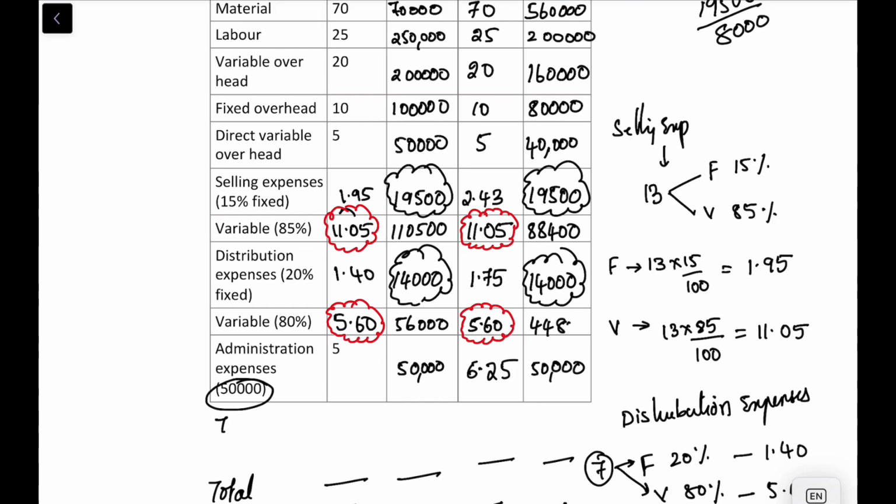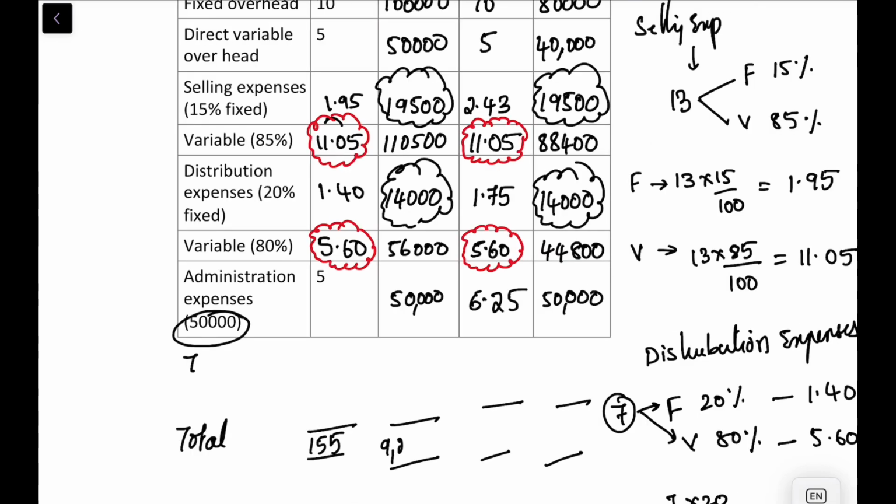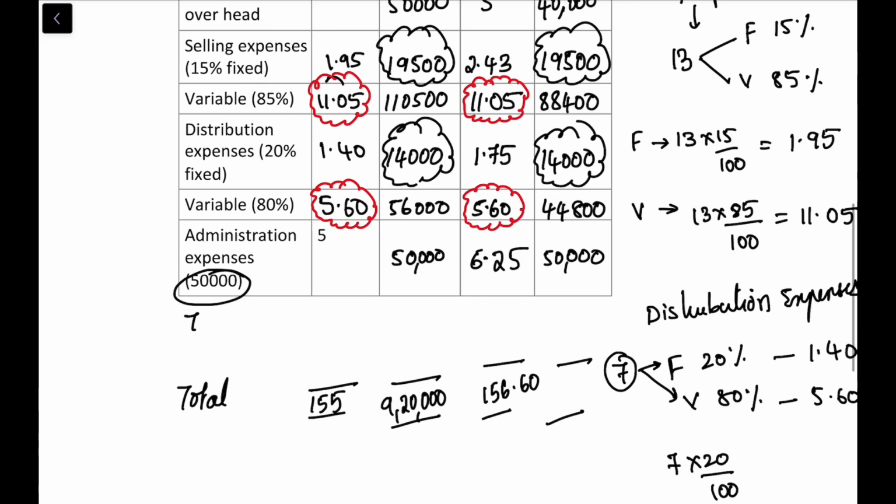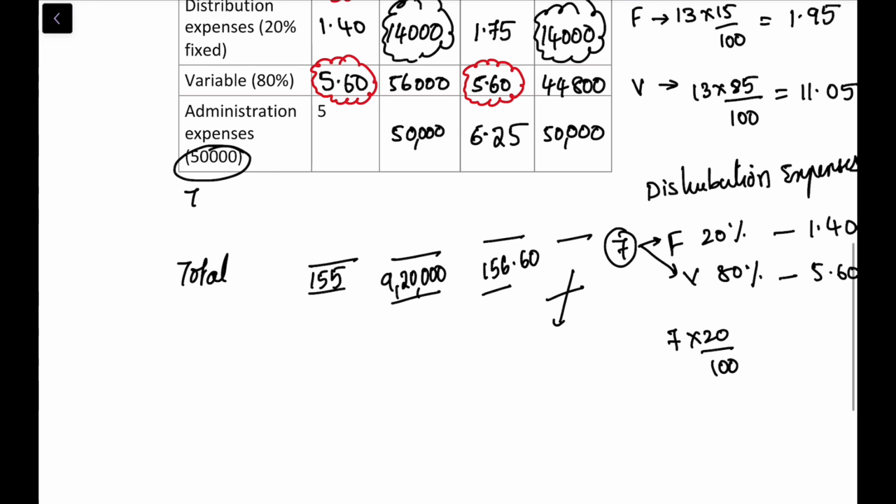Oh, I forget this one. 5.60 into 8,000, 44,800. Now add all the numbers. You'll get the answer. I'm writing this number here. 12,56,700.